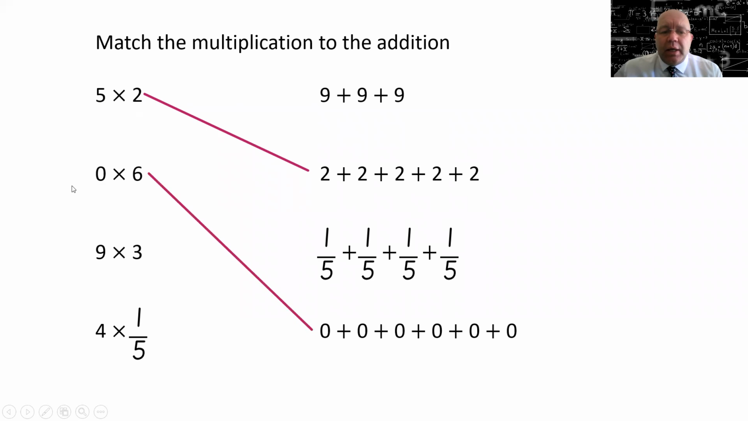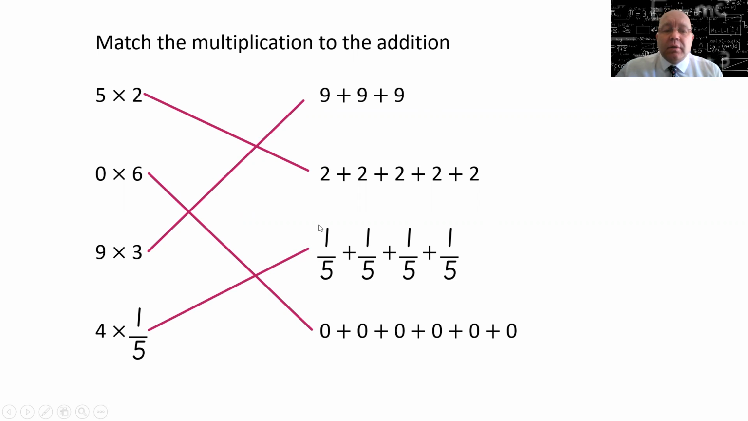There it is. It's like saying 0 plus 0 plus 0 plus 0 plus 0 plus 0. 9 times 3? There you go. It's 3 lots of 9. It's adding 9 3 times. And finally, 4 lots of 1/5. Here it goes. This is what feeds into today. 4 times 1/5 is exactly the same as saying 1/5 plus 1/5 plus 1/5 plus 1/5.